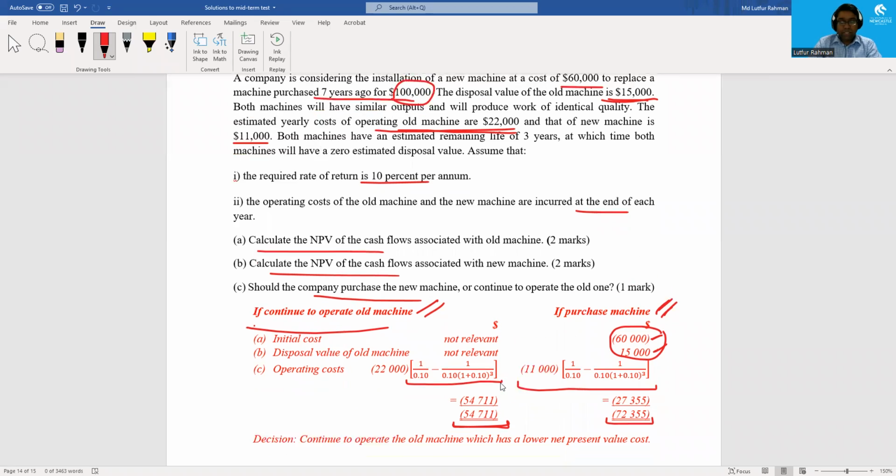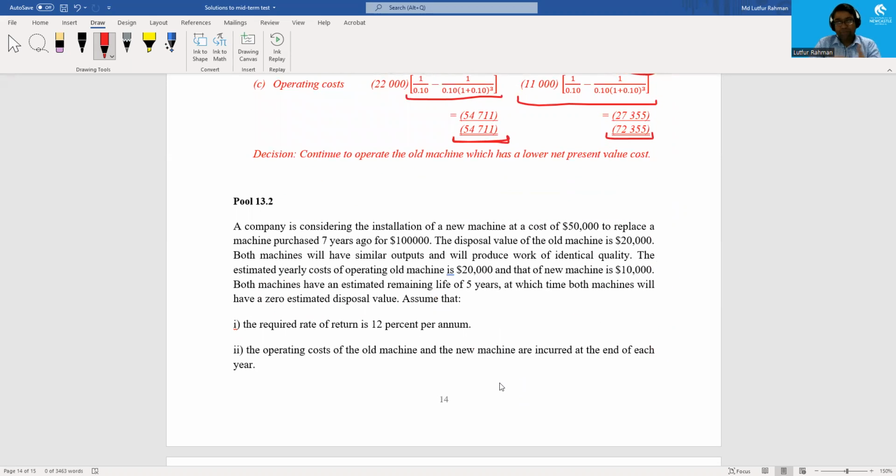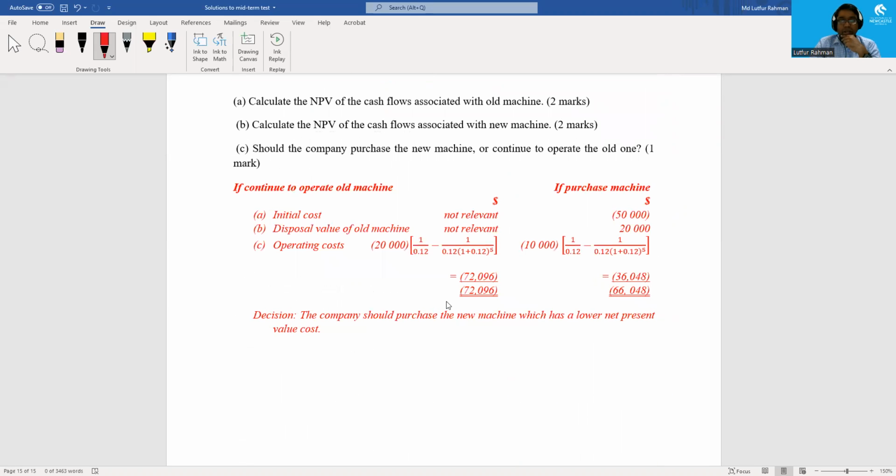Okay, so that was the last problem, and the other question in this pool was the same, just with some different numbers. If you want to see these results, the present value of the operating cash flow of the old machine is 72,000, and the present value of the operating cash flow of the new machine is 66,000. So you should go for purchasing the new machine rather than continuing with the old machine.